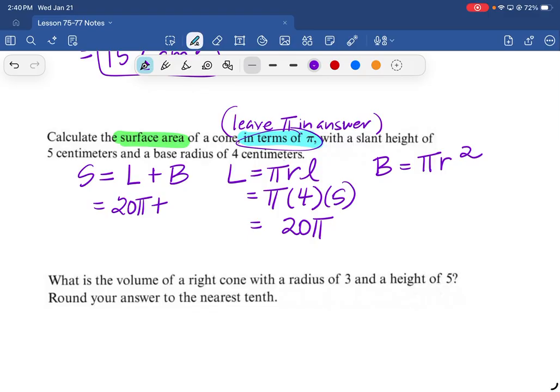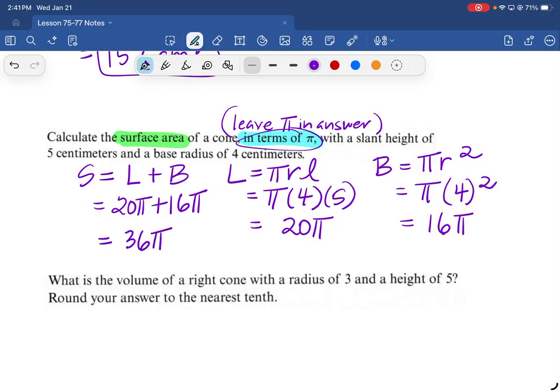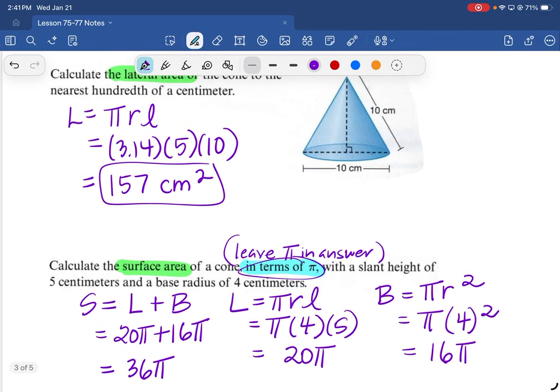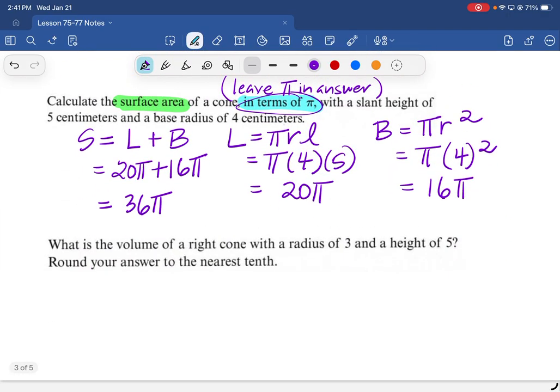Pi r squared. So we have pi, what's our radius again for this question? 4. 4 squared, which is 16 pi. So we're going to put that over here because that's our big B. They wanted us to leave pi in the answer. 20 plus 16, so it's 36 pi. How should we label this? Centimeters squared, because it's area. Excellent. Good job, guys.